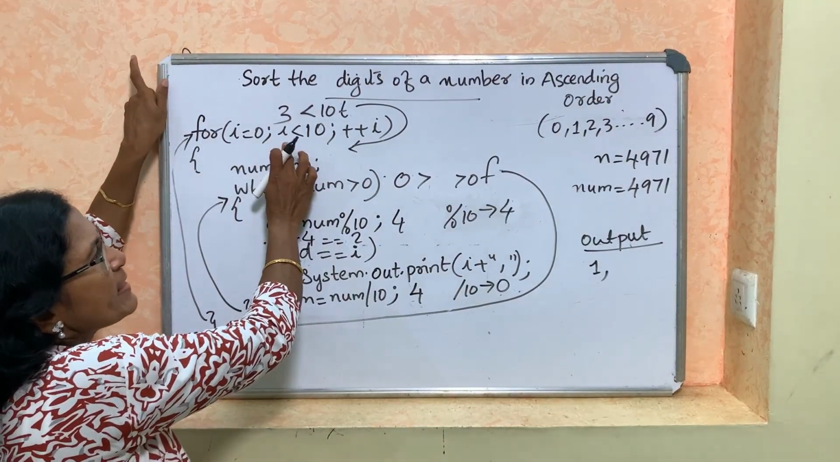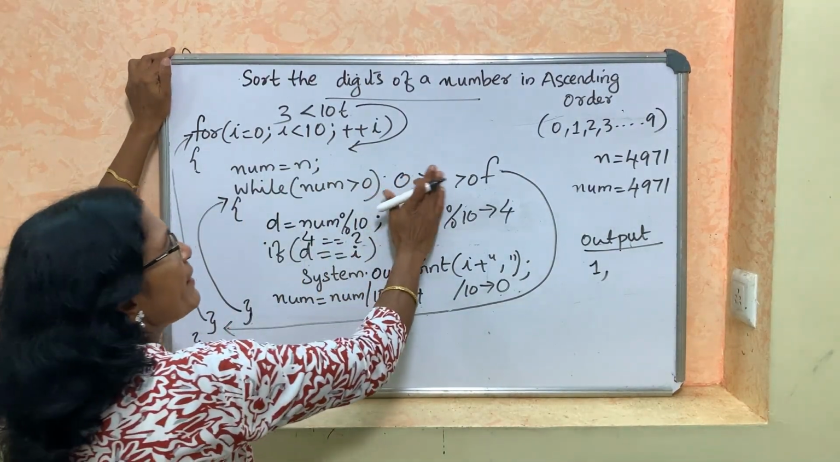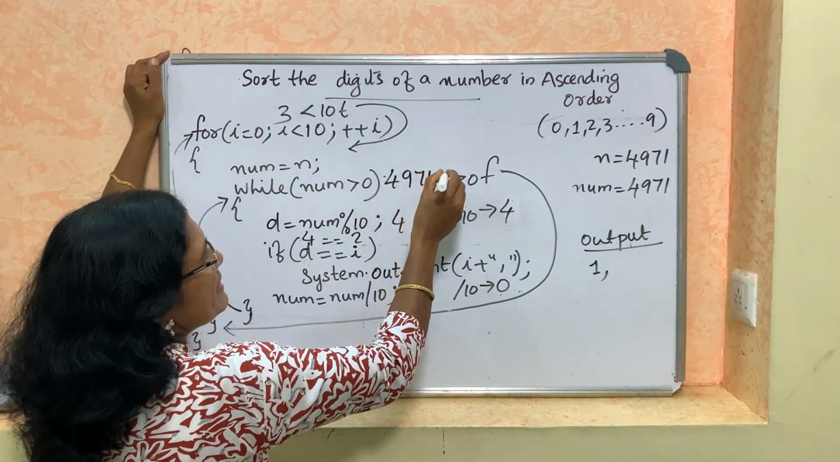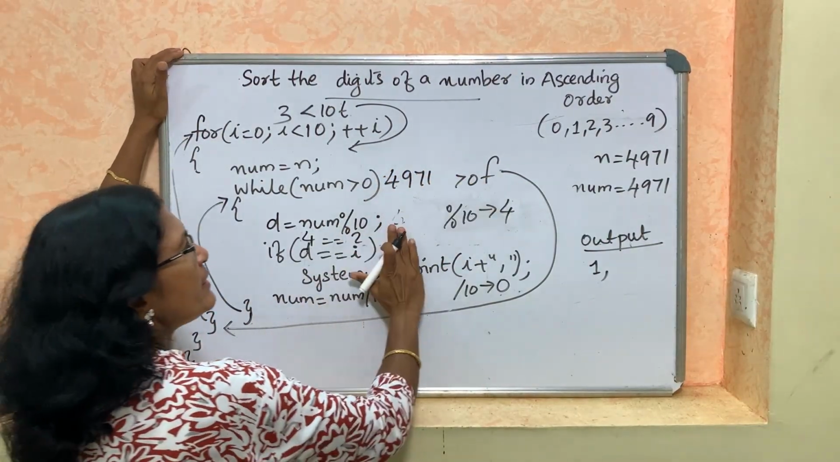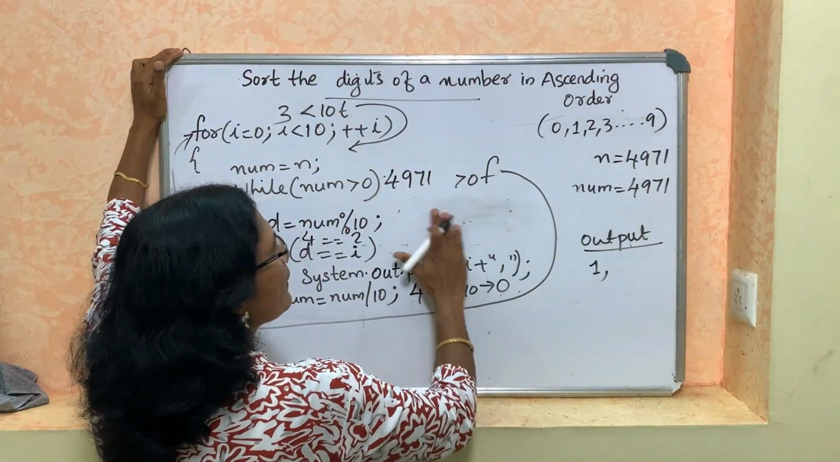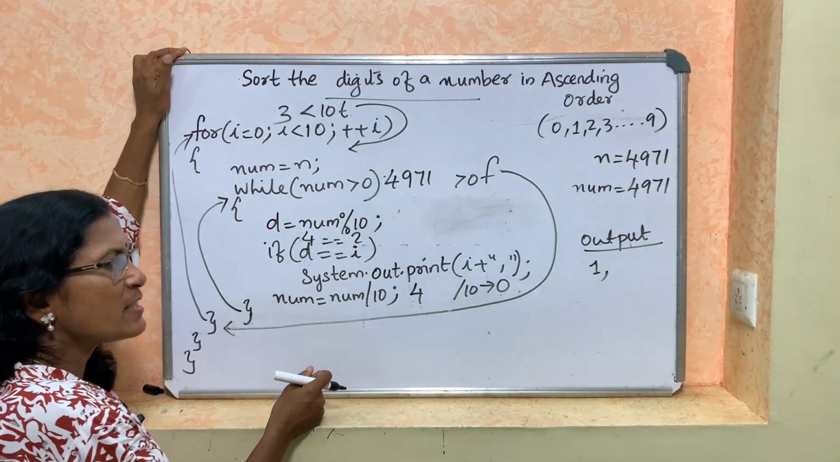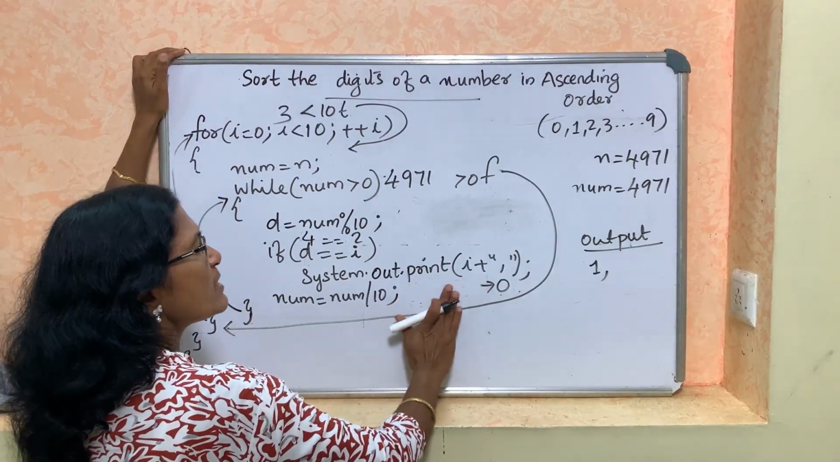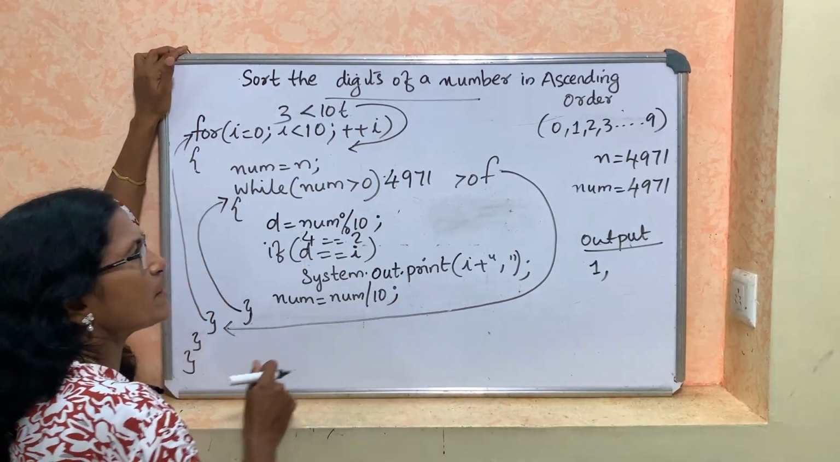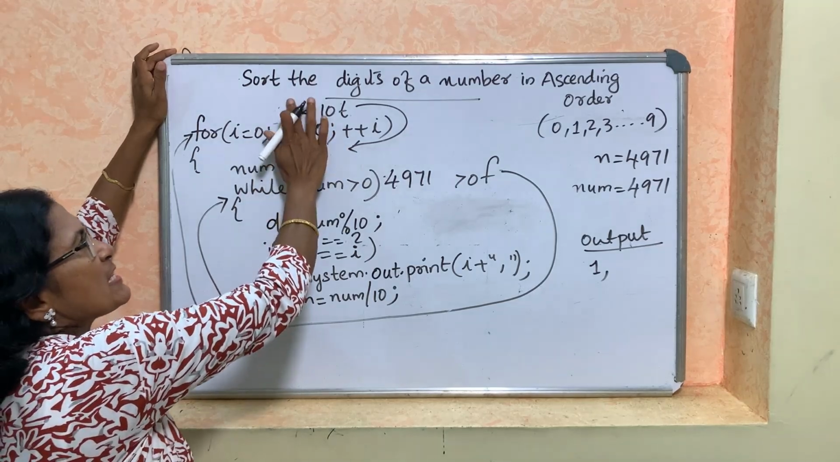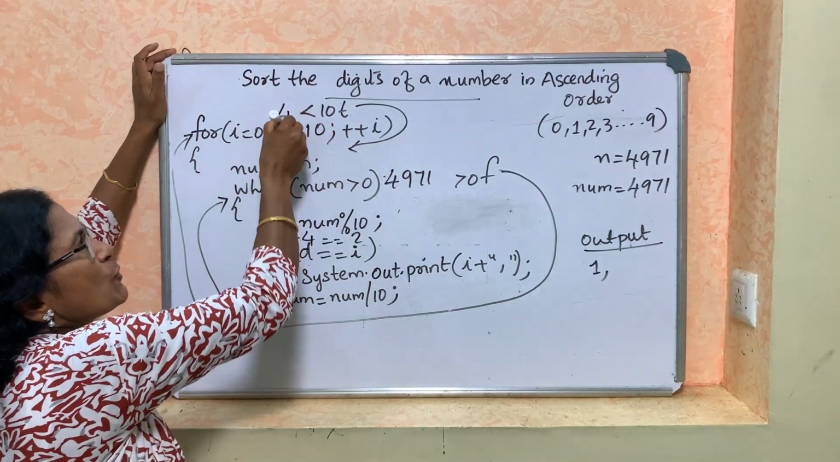Now when the value of I is equal to 3, again num goes with the new value 4971 greater than 0. At this round, we look for the occurrence of the digit 3 in the number. We cannot find the digit 3 in the number, so no digits will be printed. Printing will not take place. Outer for loop goes for the next iteration. Value of I is updated to 4.